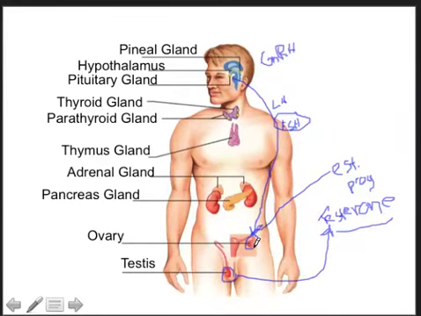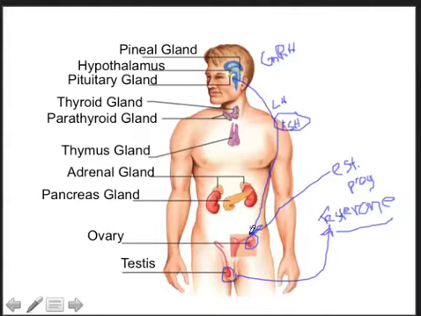And the egg will come out and be sucked into the fallopian tube. And if there are sperm around, it'll be fertilized and form what we know as a zygote. And at that point, we've begun the formation of a new human being.